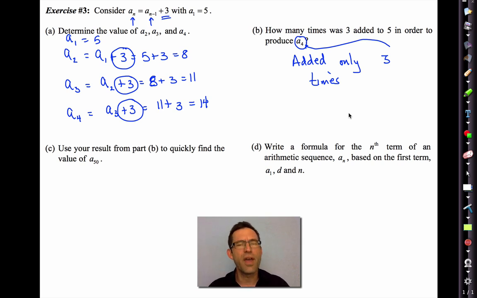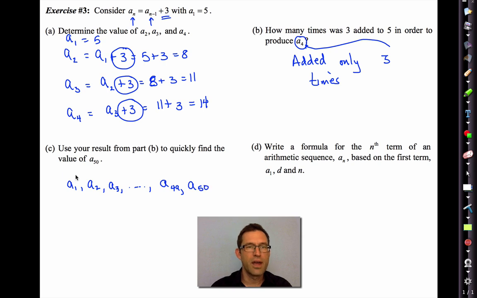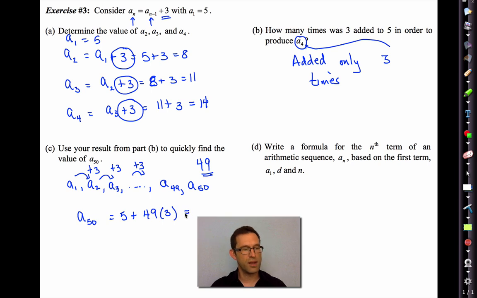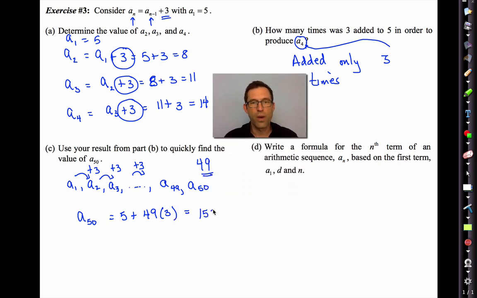So what's the value of a50? I don't want to go through all of this. So what is the value of a50? Think about this. Well, to get from a1 to a50, what we're going to have to do is add 3 over and over and over again, and we're going to have to add it 49 times, not 50. Seems like it should be 50, but remember, for a4, we only added 3 times. So a sub 50 is going to be that starting value plus 49 additional 3's. Simple enough, and that gives us 152.